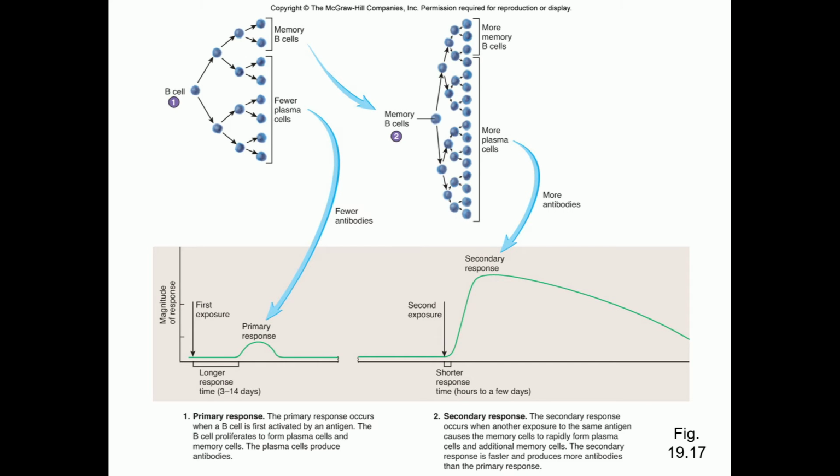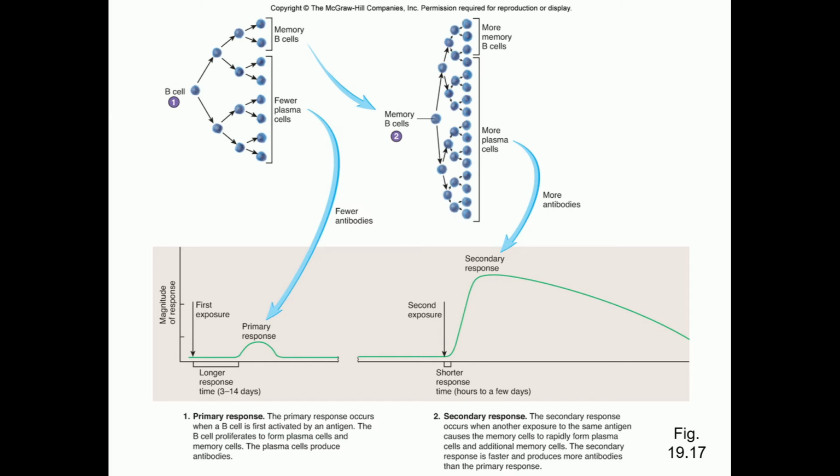Primary response. The primary response occurs when a B cell is first activated by an antigen. The B cell proliferates to form plasma cells and memory cells. The plasma cell produces antibodies.